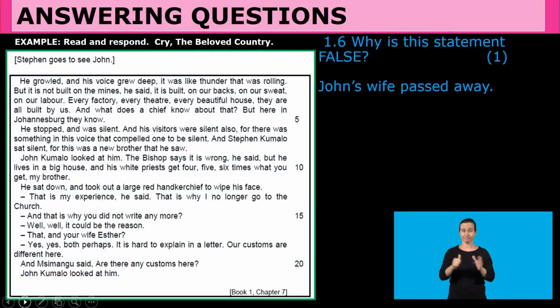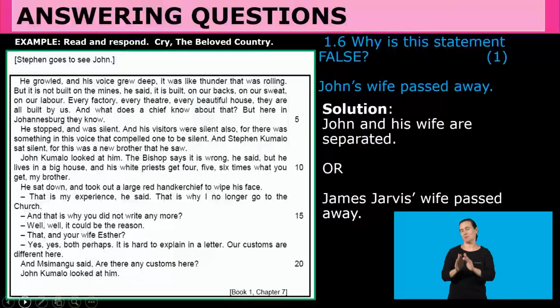Okay. We will now be looking at our last question. All right, question 1.6. Why is the statement false? Which means they're already telling you the statement is false. All right. And what's the statement they're giving you? John's wife passed away. All right. So remember, it's going to test your knowledge of the novel as a whole. It's not necessarily in the text. So let's look at the response.